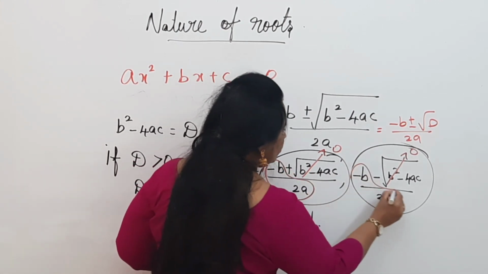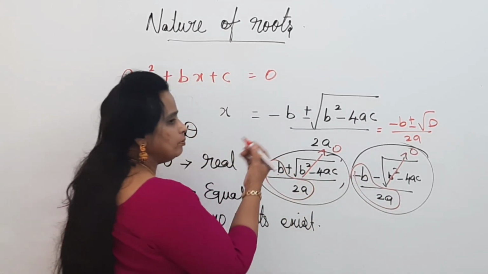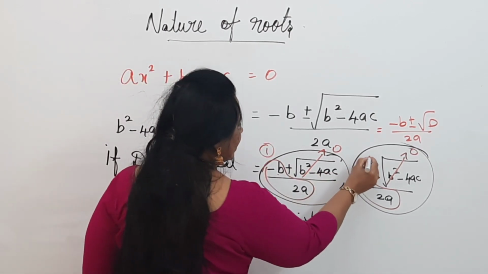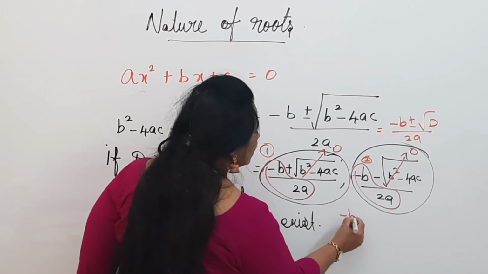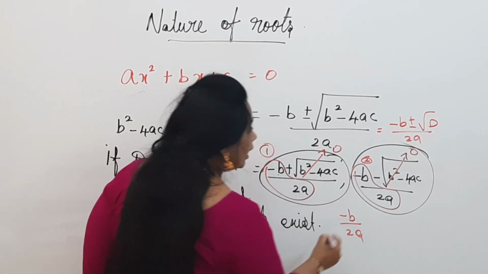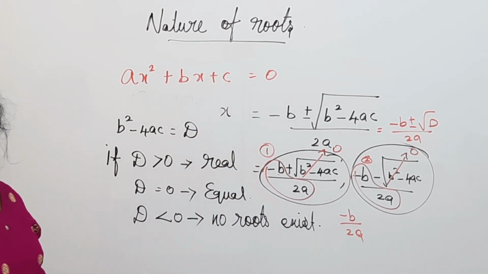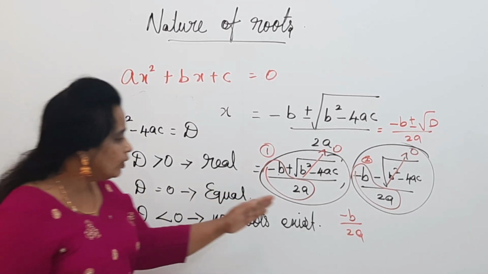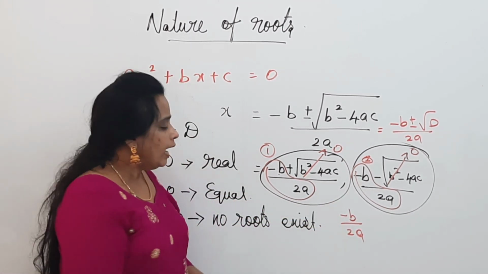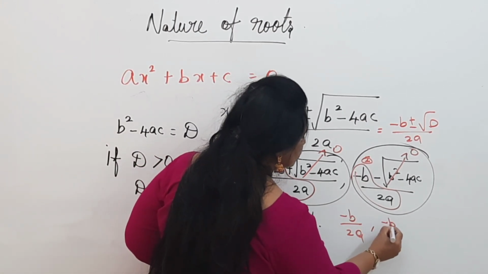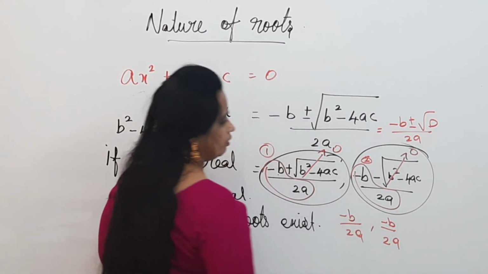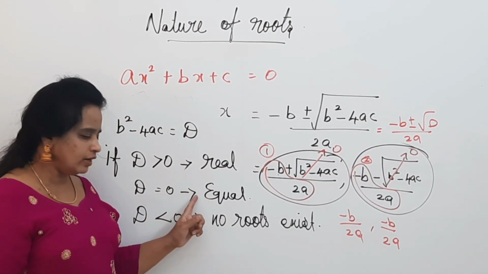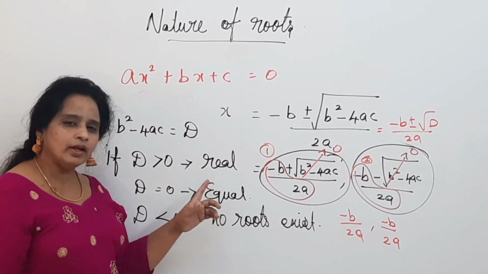X value is only this much. That means both are the same, you see. So this is one value, one root, and this is the second root. Both are the same. Minus b by 2a is going to be my root. But I told you there are two roots for this quadratic equation. That means you will have minus b by 2a, and the other one I substituted, I get the same root, that is minus b by 2a. That's what we call d is equal to 0, equal roots.